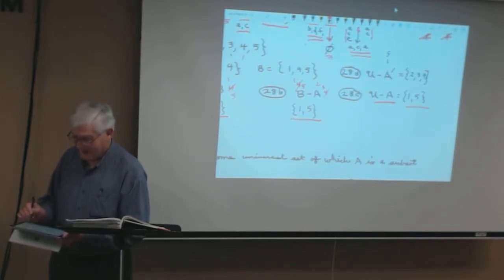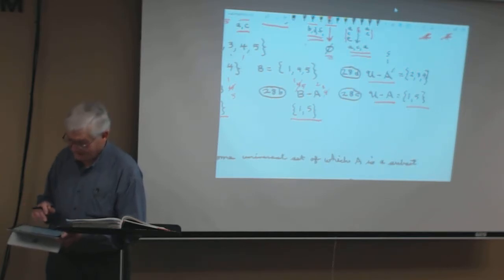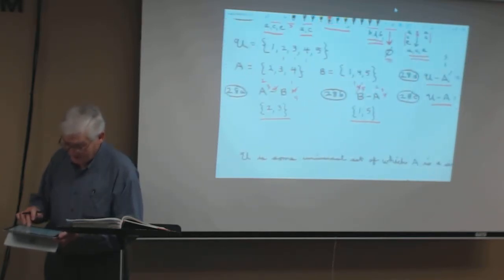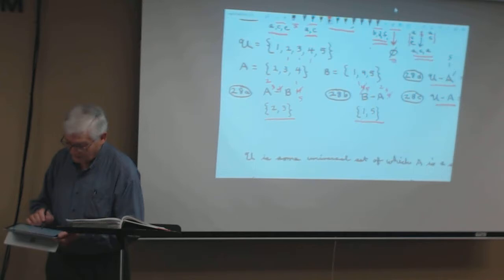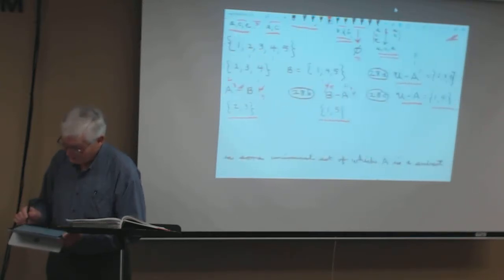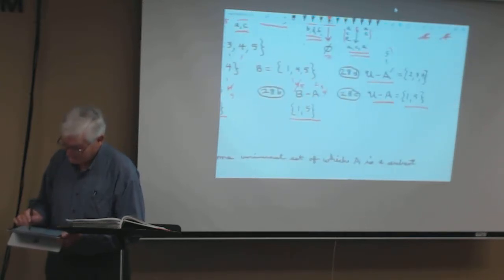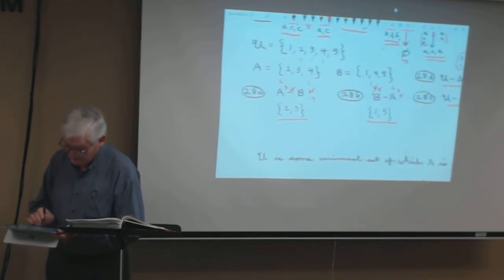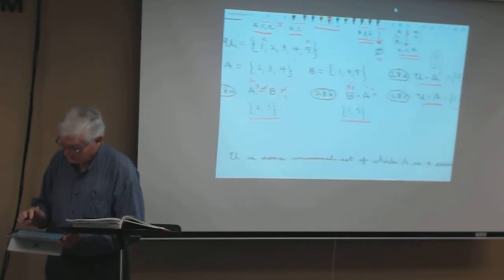The universe minus the complement of A. Oh, well, what's the complement of A? Well, if A is 2, 3, 4, what's the complement of A? 1 and 5. You follow that? What's the universe minus 1 and 5? The universe minus 1 and 5 is 2, 3, and 4.